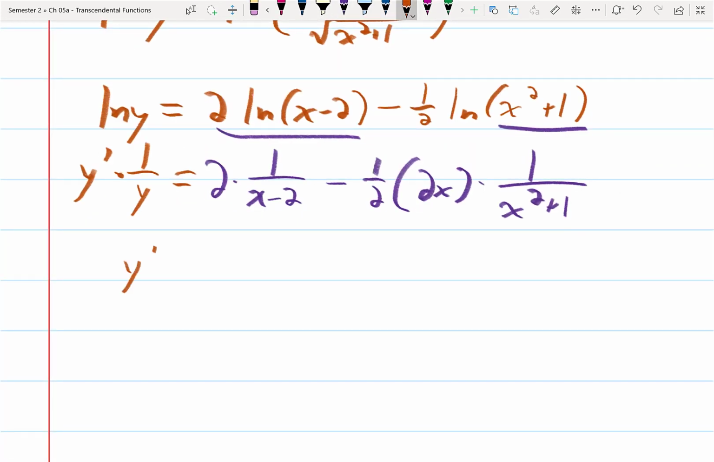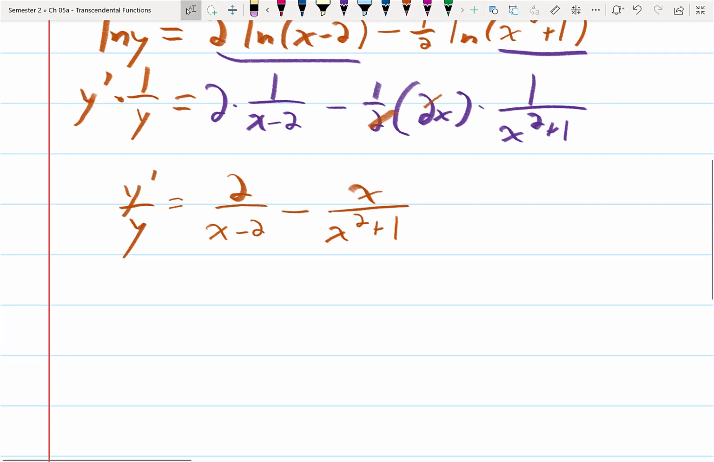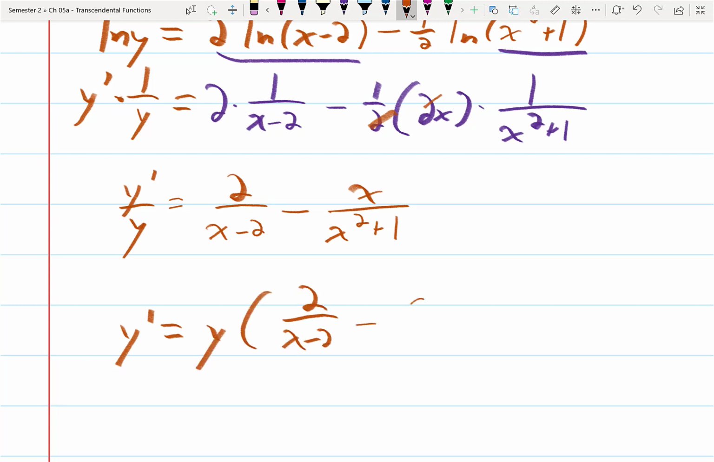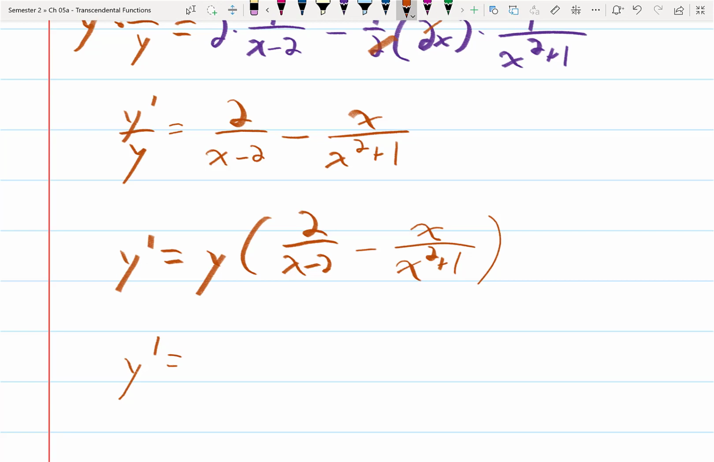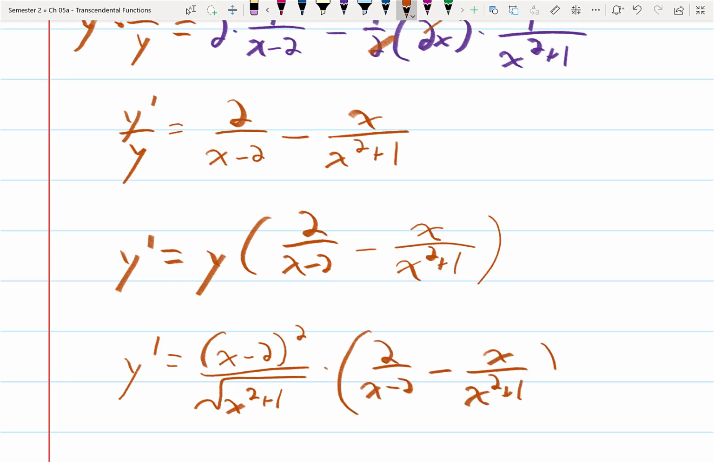So let me clean this up and show you what we have. y prime over y is equal to 2 over x minus 2 minus, these 2's cancel, x over x squared plus 1. If I multiply both the left and right sides by y, I get y prime is equal to y times 2 over x minus 2 minus x over x squared plus 1. But y was equal to (x minus 2) squared over root x squared plus 1. And we are multiplying this by this 2 over x minus 2 minus x over x squared plus 1.